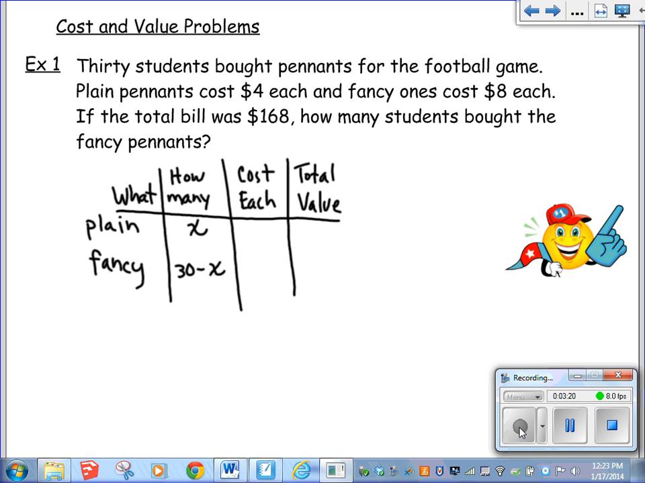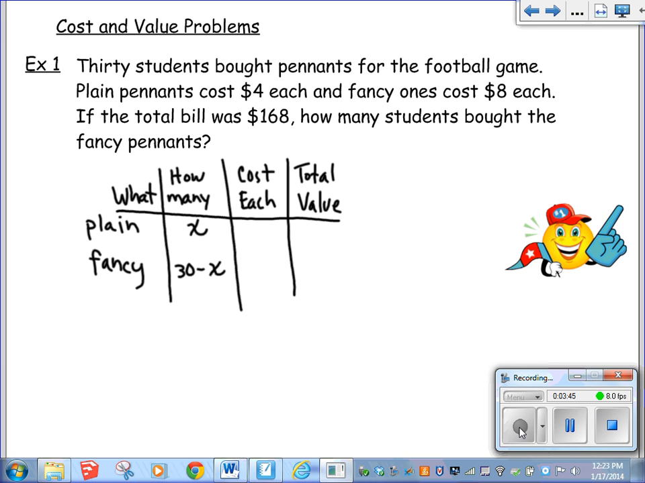Yes? How would you know there were 30 pennants? Because a student could have bought one. I suppose technically you're right, Erna, the wording should be tweaked a little bit, but we have to assume that here in order to solve the problem. That's a good question. Probably should have said each bought 1 pennant.